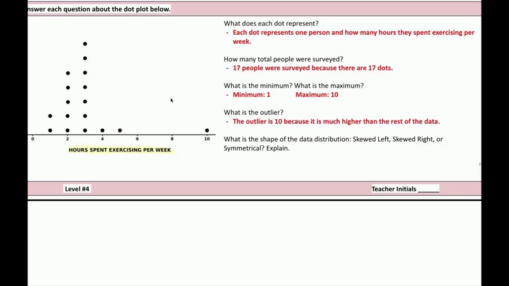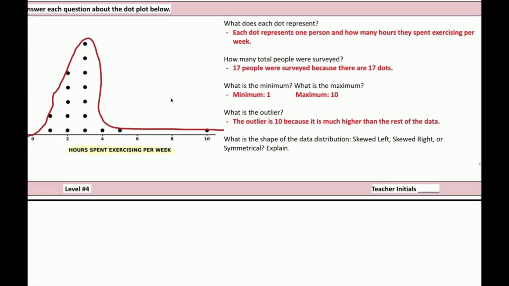And then our last question is, what is the shape of data? So remember, skewed left is when there's barely any data on the left. Skewed right is when there's barely any data on the right. And symmetrical is when it's pretty even on both sides. So a helpful thing to do, if you're not sure, is you can just sort of draw a line, like a little sketch at the top of your dots. It doesn't have to be perfect.